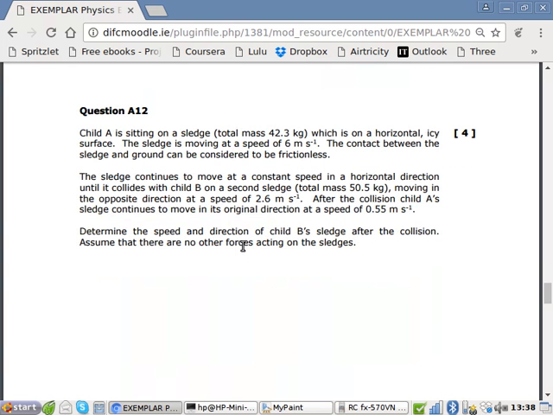Try this one now. What's a sled? It's what children sit on in the snow to go down a hill. In the snow, you know? Yes.